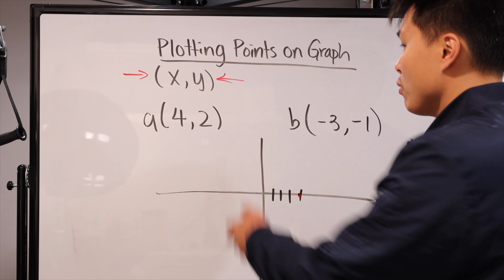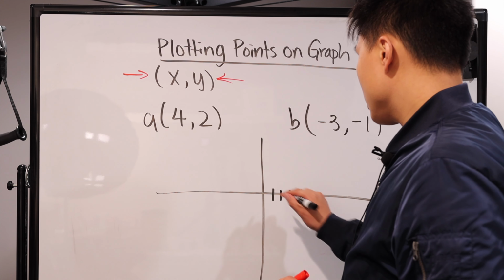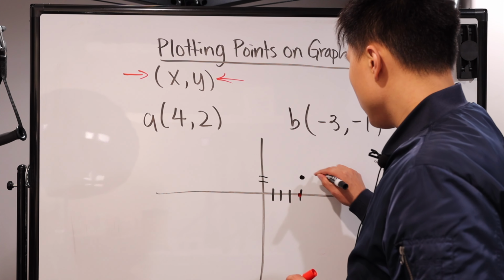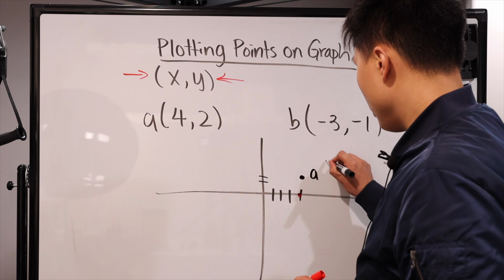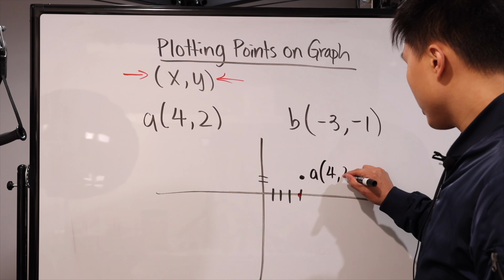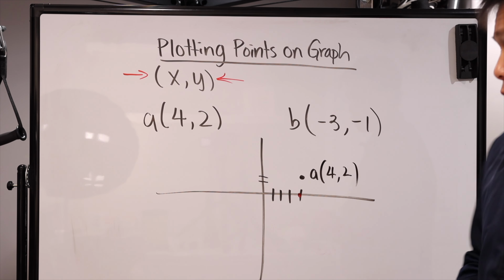We're not done yet. We also have to include the y coordinate, and then that's going to go up 2. So it's going to be 1, 2. This is the point, and let's just make sure we call it A. And then if you want to be even more clear, just write the coordinate itself right there. And that's how you would plot the point, right?